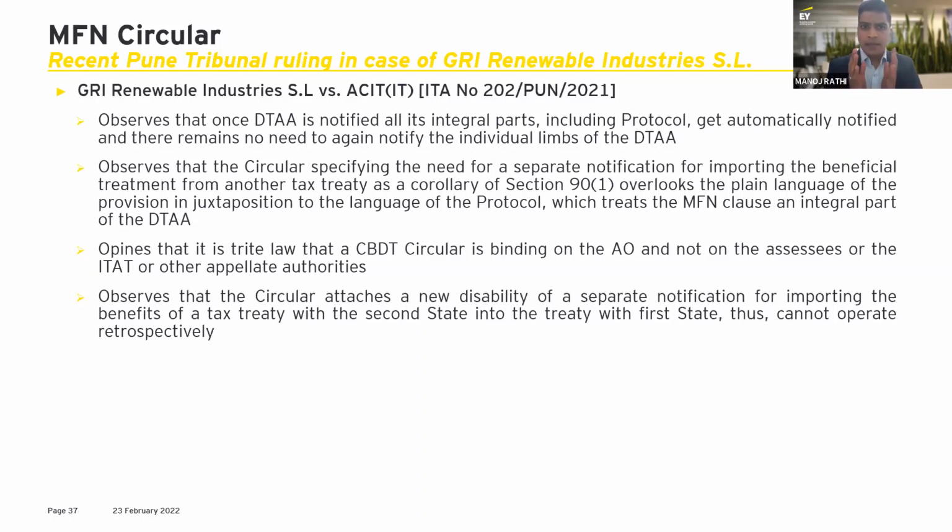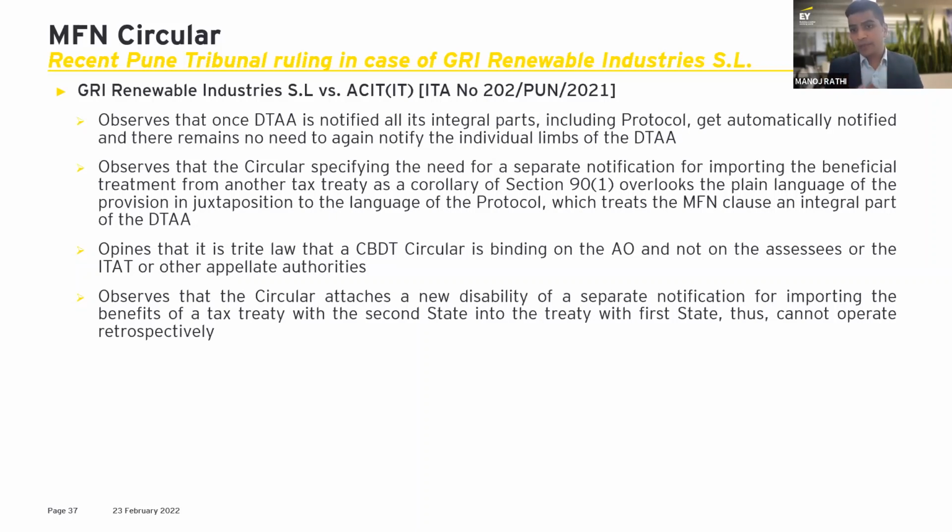It says that once a DTAA is notified, all its integral aspects, including protocol, get automatically notified. Unless, of course, the protocol itself has a language which requires a separate affirmative act of doing something for bringing it into motion. It also says that the CBDT circular is binding on the AO. It is not binding on the taxpayer or the tribunal.